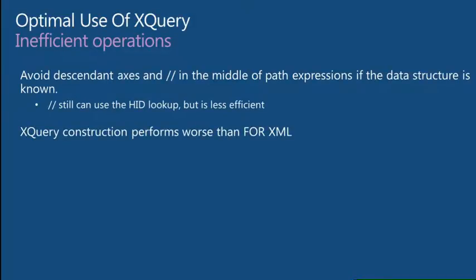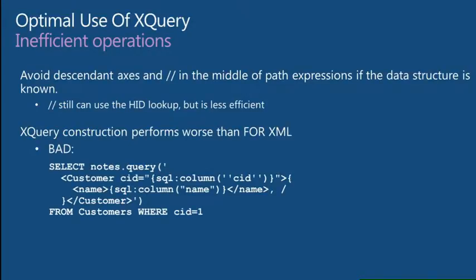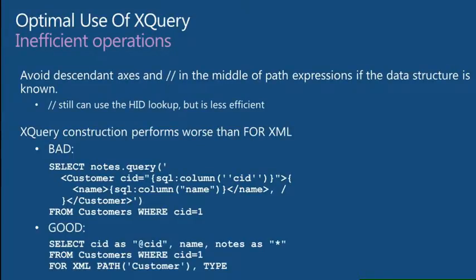Another thing is that when you do XQuery construction inside your query method, that's often less performant than decomposing your XML and using FOR XML to recompose it. So, for example, if I want to add some information out of my relational table into an XML, and I do this construction here, that's not as good as writing something like a FOR XML PATH query. Let me show you that as well.